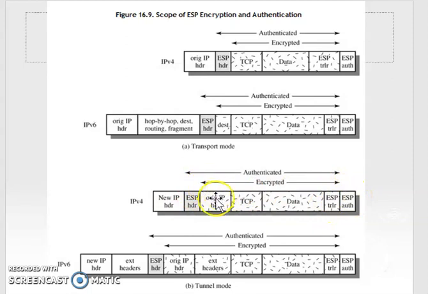So you can see the original IP packet is totally encrypted in this case, and authentication is done for the entire ESP header with the trailer. All this is with respect to the encryption and the optional authentication of the ESP protocol.